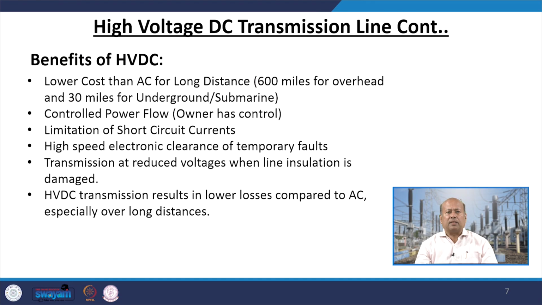Now, what are the advantages? There are a lot of benefits for an HVDC system, which is a lower cost than AC for long distances, and controlled power flow, which is possible, limitation of short circuit currents, high speed electronic clearance of temporary faults, transmission at reduced voltages when line insulation is damaged. HVDC transmission results in lower losses compared to AC, especially over long distances. Though there are a bit of losses in rectifying and inverting, nevertheless there is no reactive power in the whole transmission system, and hence this experiences less loss compared to AC systems.